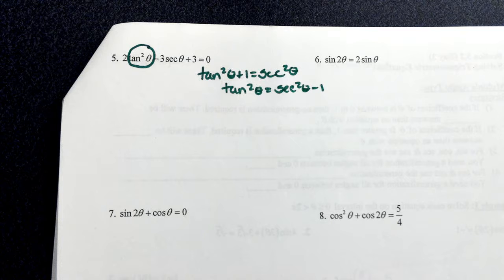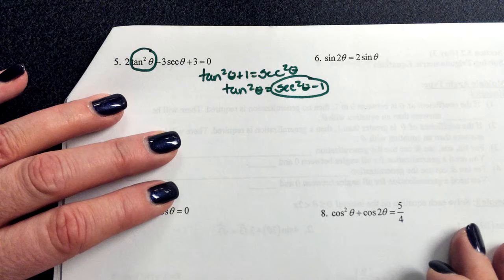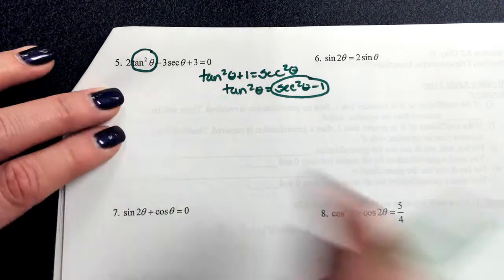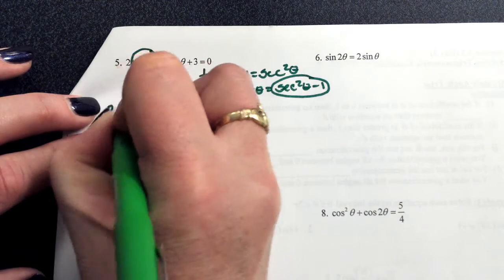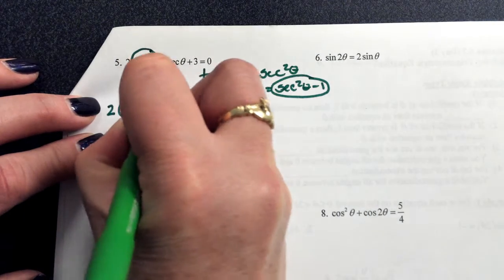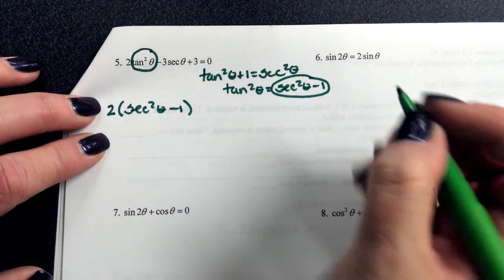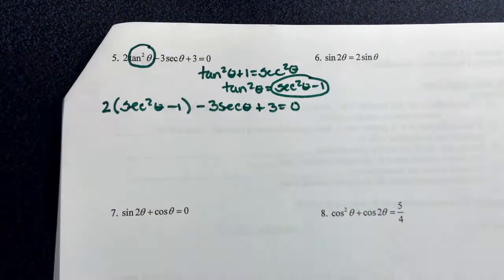Again, remember, in order to solve these trig equations, you want the equation in terms of just one trig function. Right now you've got a tangent and a secant, so we want to get it in the form of just one. So I can take out my tangent squared and replace it with secant squared theta minus 1. Now, be careful, you have a coefficient of 2, so when you do this substitution, you want to make sure that you place secant squared theta minus 1 inside parentheses. Minus 3 secant theta plus 3 is equal to 0.